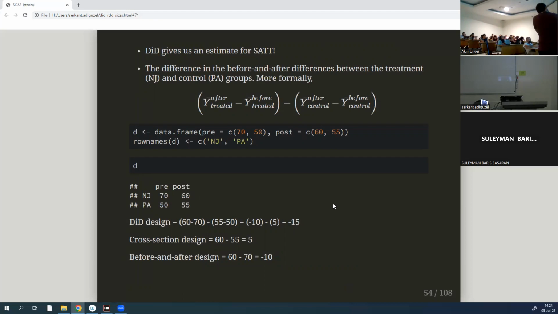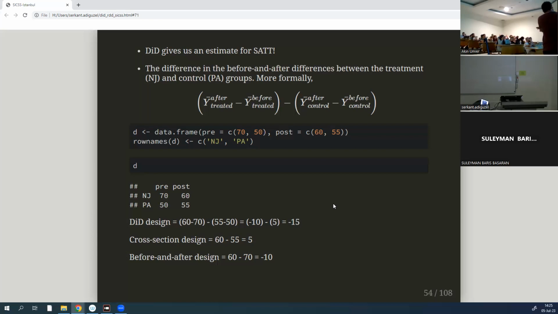All right. For instance, imagine we have this very simple 2 by 2. How are we going to calculate the difference estimate here? Let's first look at the cross-section design. The first thing we did was this, right? That's after the minimum wage increase. It's essentially 60 minus 55, so this is the cross-section design estimate, 5%. Before and after, the second thing we did, was just New Jersey pre and post. That's 60 minus 70, so there is a 10% decline.